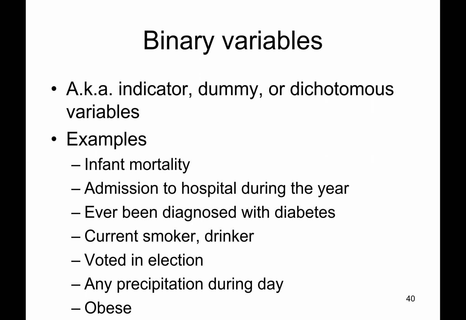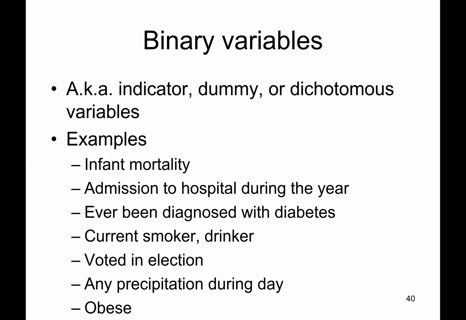So infant mortality is a 0, 1 kind of an outcome. We might want to know whether someone has been admitted to the hospital during the year. They either have been admitted or they have not been admitted. Similarly, has someone ever been diagnosed with diabetes? That's a 1 if yes and a 0 if no.